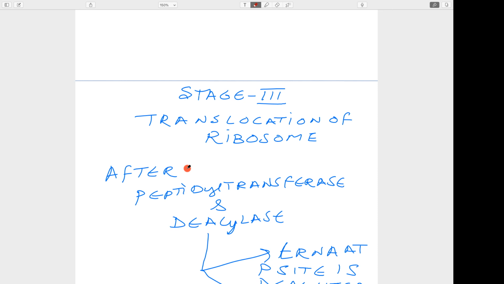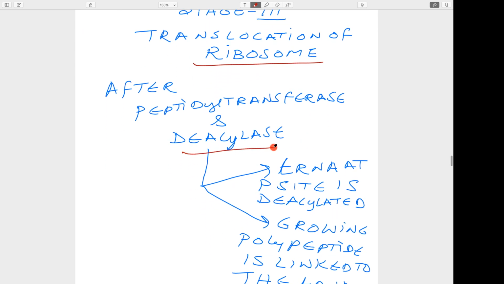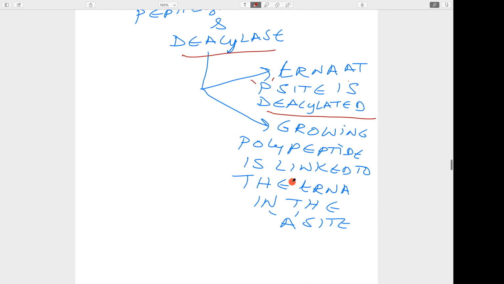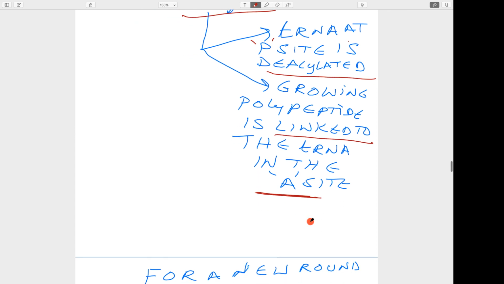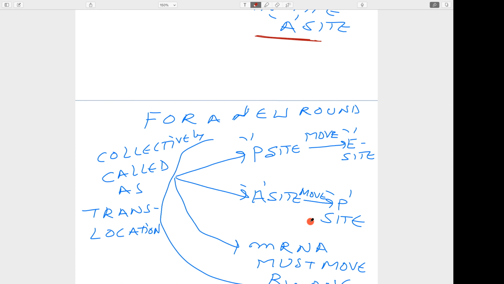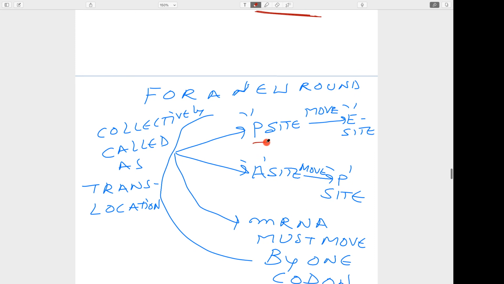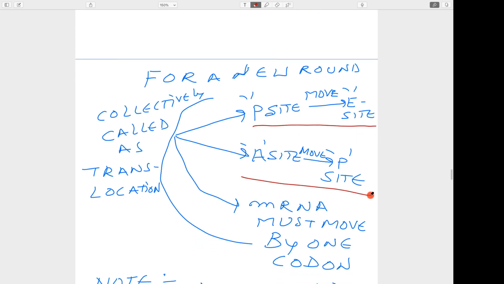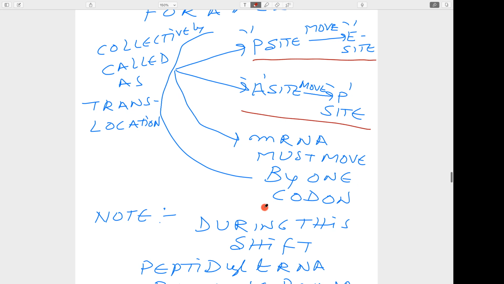Elongation. So the last stage of the translation, in the part of the elongation, is translocation of the ribosome. After peptidyl transferase and deacylase action, two things are taking place. Transfer RNA at the P site is deacylated, which I already explained, and the growing polypeptide is linked to the transfer RNA in the A site. For a new round to take place, the translocation process occurs. Here, the P site moves into the E site, the A site moves into the P site, and messenger RNA must move by one codon.